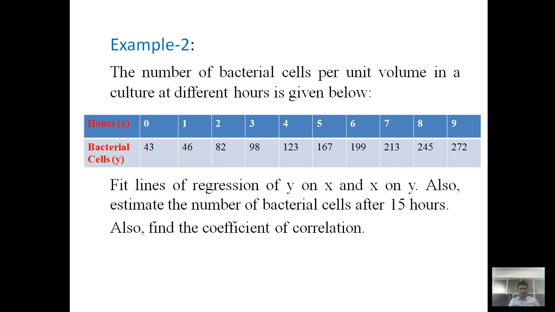Let's see one more example. The number of bacterial cells per unit volume in a culture at different hours is given in the below table. The first row indicates the hours and the second one is the bacterial cells. At the initial level, that is at time t equal to 0 hour, the size of the bacterial cells is 43 units. After completion of 1 hour, the size of the bacterial cells becomes 46 units. After again completing 1 hour, the size of the bacterial cells becomes 82 units from 46 units, and so on.